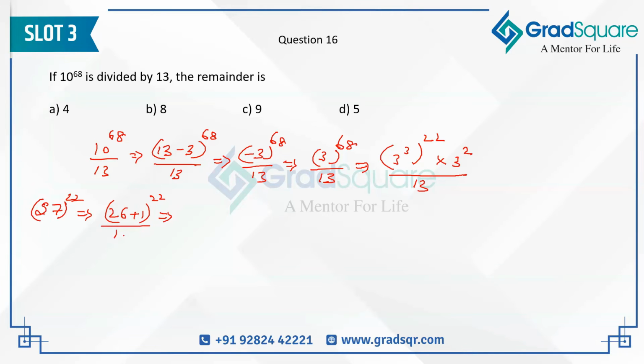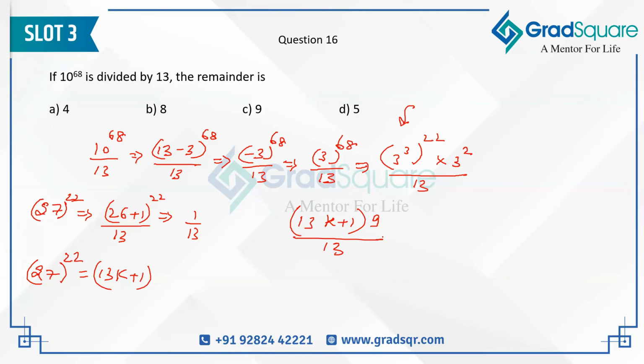And when you divide this value by 13, what are we going to get? We are going to get a remainder of 1 by 13, correct? So can I not simply say that 27 to the power of 22 must be of the format 13k plus 1? Now replace it over here. 3 to the power of 3 to the power of 22, which is effectively 27 to the power of 22, which we will say is (13k plus 1) multiplied by 3 square, 9, divided by 13.